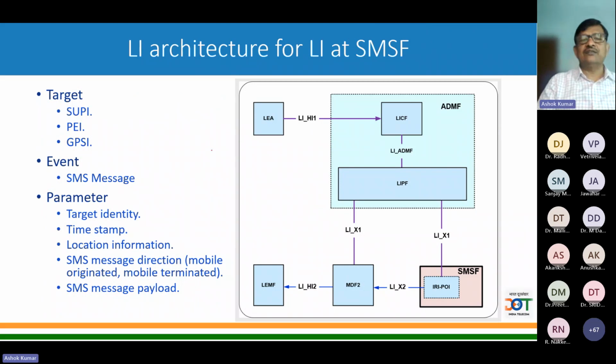What are the targets? The target can be SUPI, PEI or GPSI, and what is the event? The SMS itself is an event, and parameters are these common things: target identity, timestamp, location, but also SMS direction, whether it was an incoming SMS or outgoing SMS, and the SMS itself, the SMS payload. These are parameters which are part of XIRI and passed on to agencies.